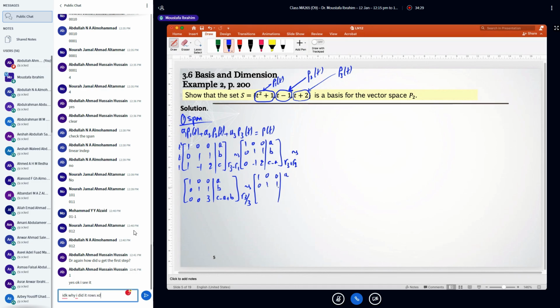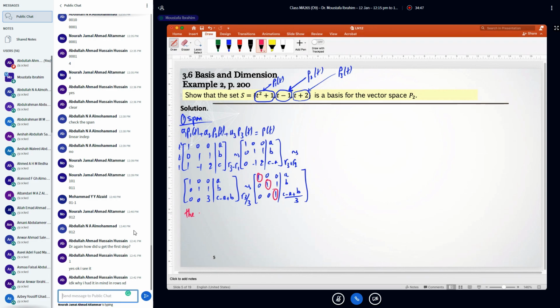0, 1, 1, B. 0, 0, 1, C minus A plus B over 3. Now, is it consistent? What does consistent mean? It means we don't have a row of 0 equal to a number. Here I have a leading 1 in each column, so the system is consistent.